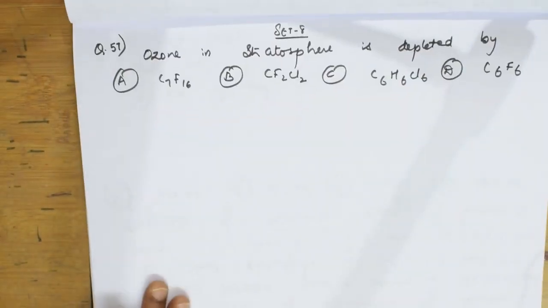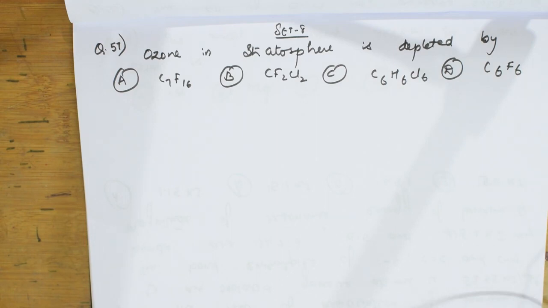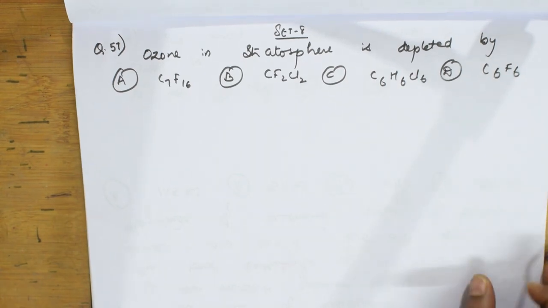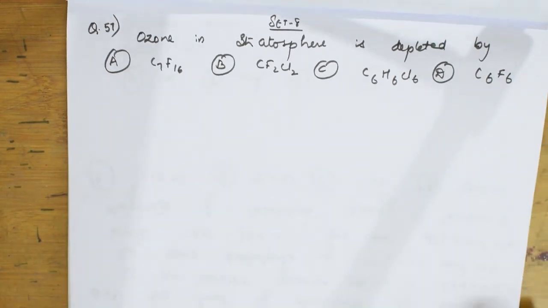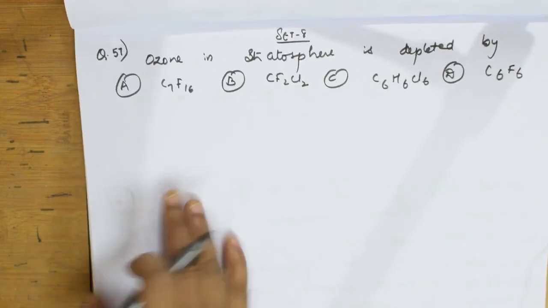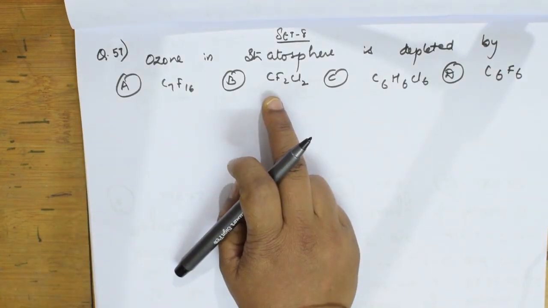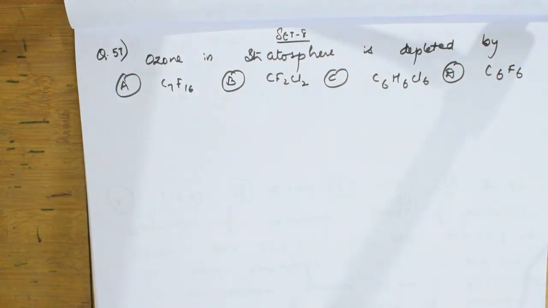So what is this given? Ozone in stratosphere is depleted by, we very well know ozone layer in stratosphere is depleted by chlorofluorocarbons, isn't it? Yes. So these chlorofluorocarbons are causing ozone holes.